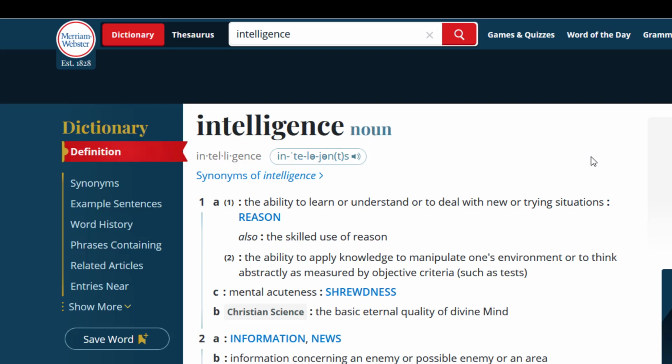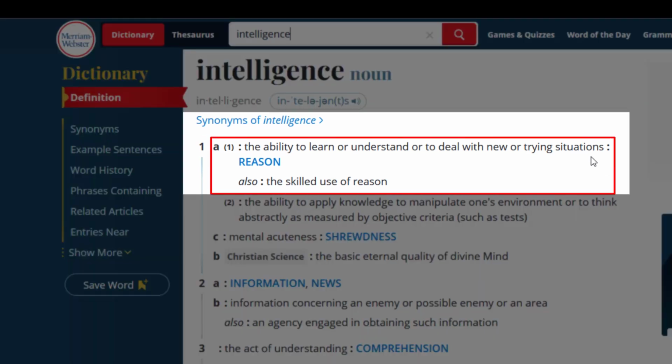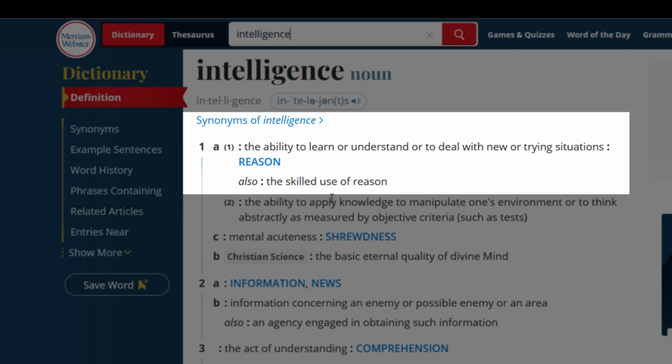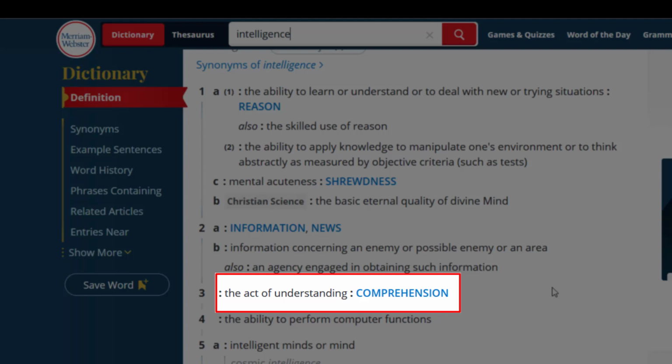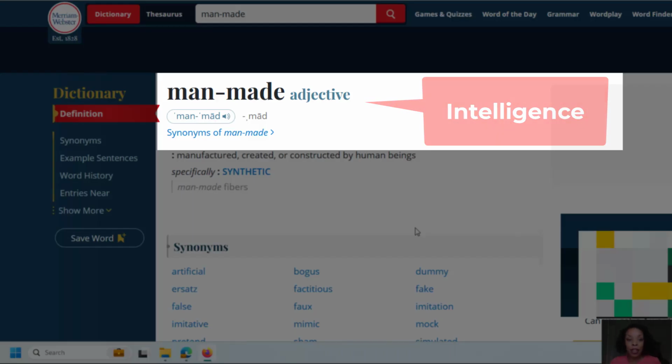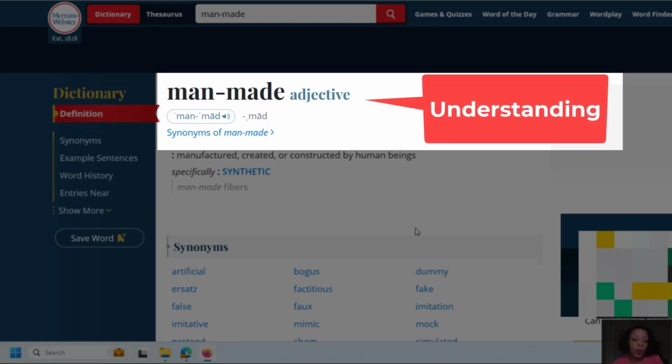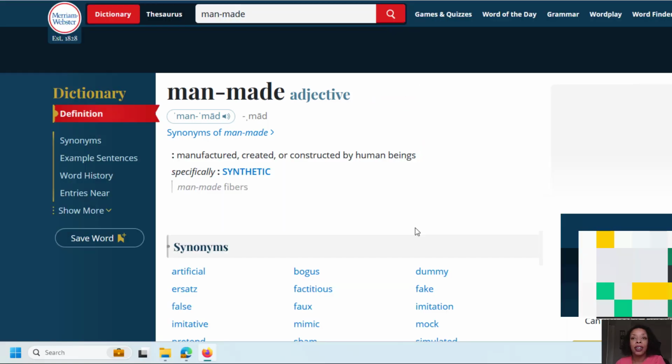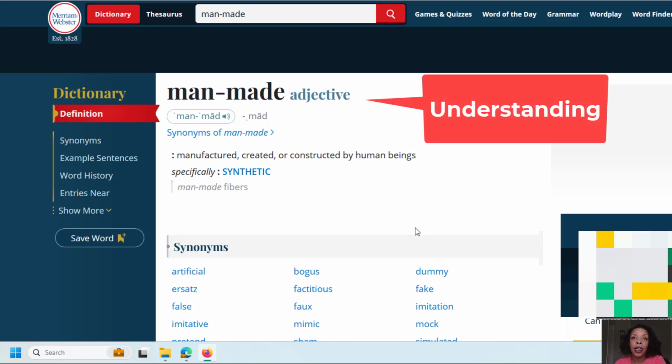Intelligence is the ability to learn or understand or to deal with new or trying situations. The skill use of reason, the act of understanding or comprehension. So if we put these together, we have essentially man-made comprehension, man-made intelligence, man-made understanding. So the way we're created, humans, we're born with a natural understanding. With artificial intelligence, or AI, we're now attempting to equip computers, technology, these components that communicate with each other, to form different thought processes, to understand, to comprehend, to take in information and regurgitate it back to us.